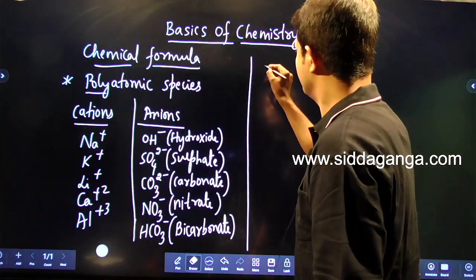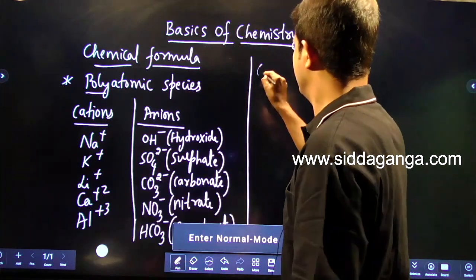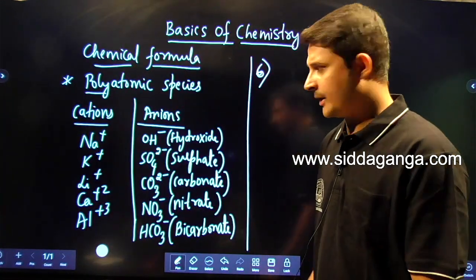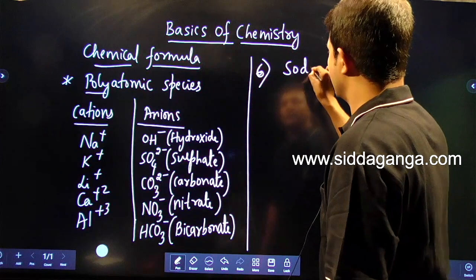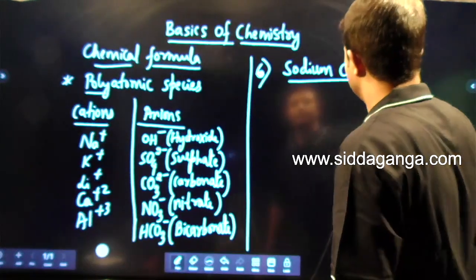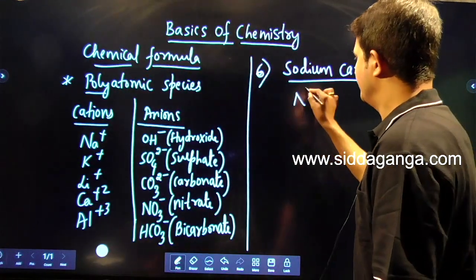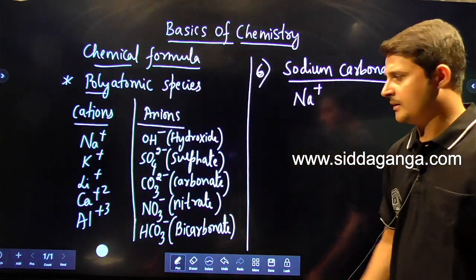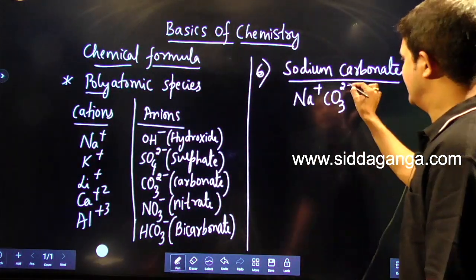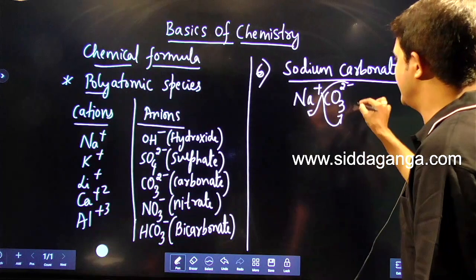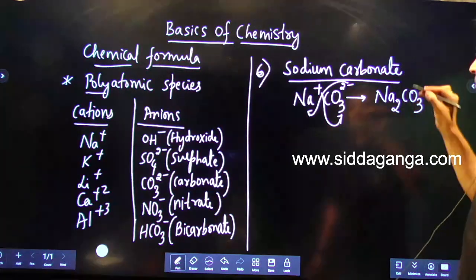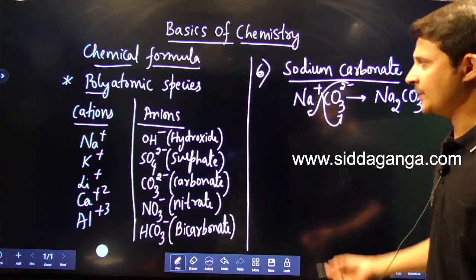Next one. Let's take a carbonate example. Sodium carbonate. Sodium ion is Na+. Carbonate ion is CO3 2-. So 2 here, 1 here, giving rise to Na2CO3, sodium carbonate.